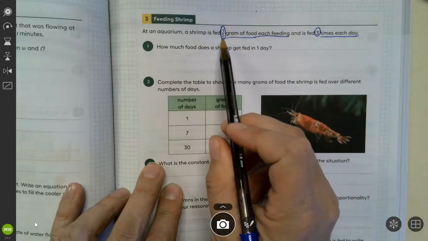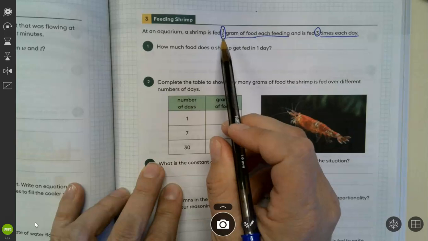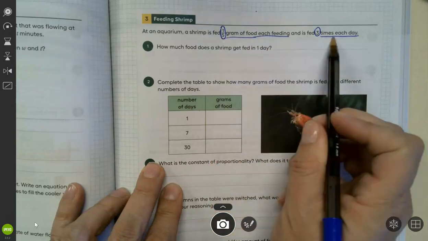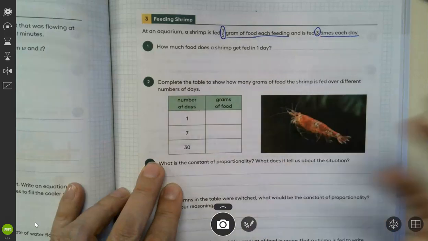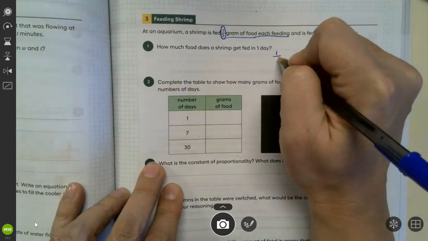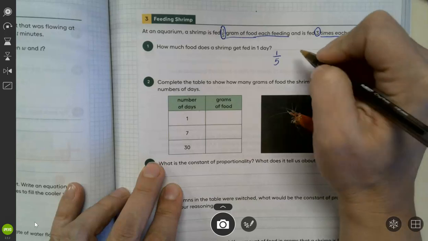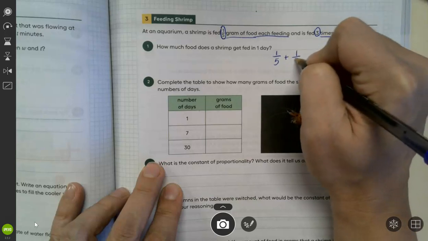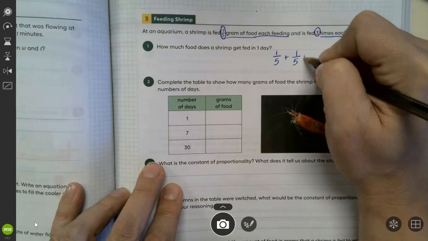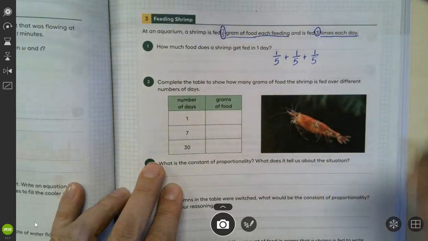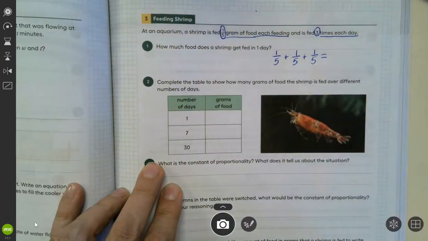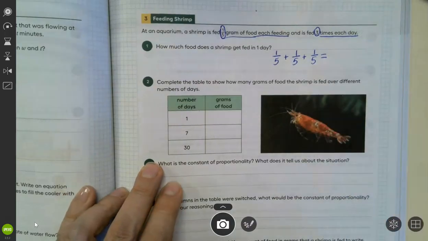Well, we have the shrimp getting fed 1/5 grams at each feeding and gets fed 3 times a day. So that's like you eating breakfast, lunch, and dinner. So the shrimp is going to get 1/5 grams of food for breakfast, and then another 1/5 gram for lunch, and then 1/5 more grams of food for dinner. So total, how much is the shrimp going to get fed?